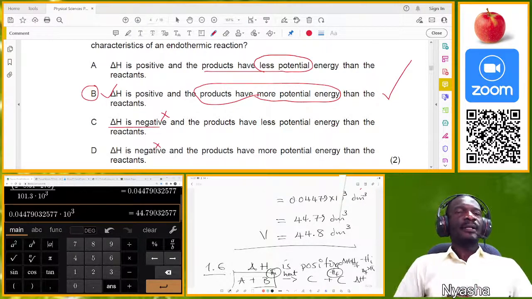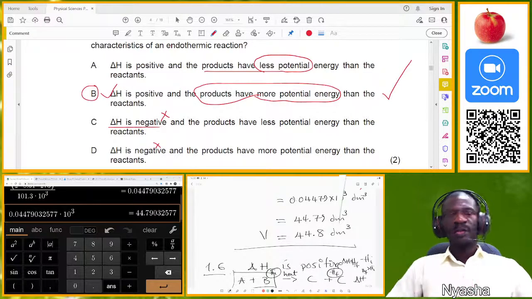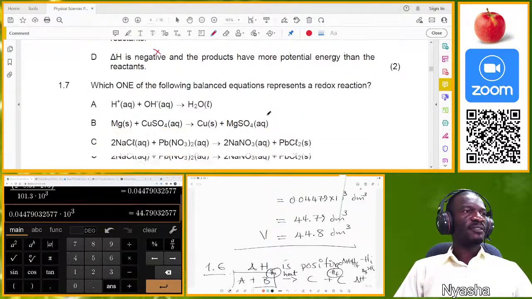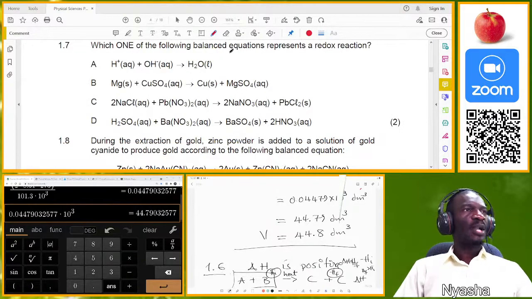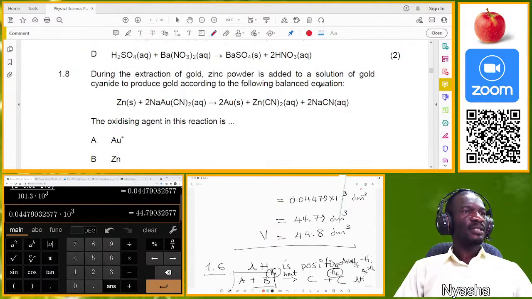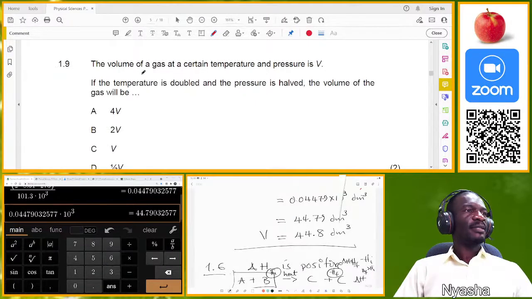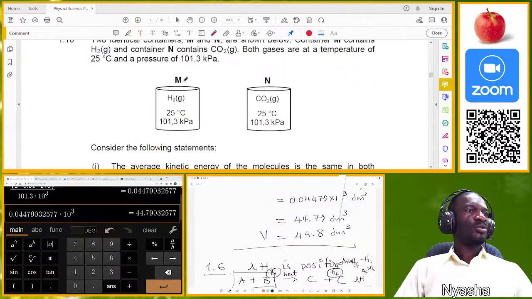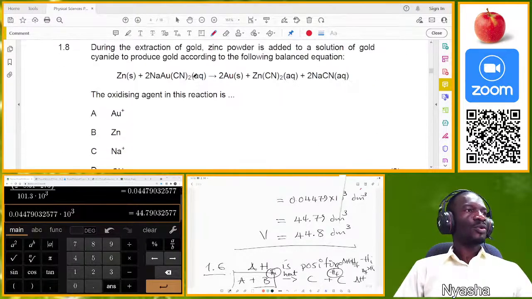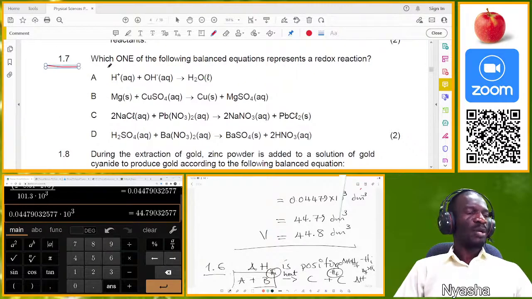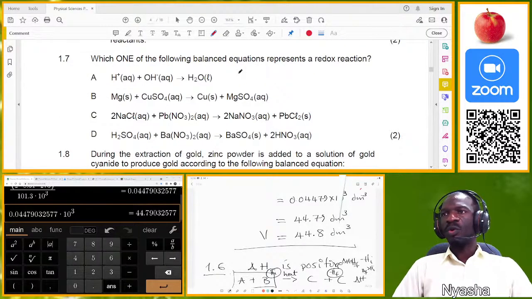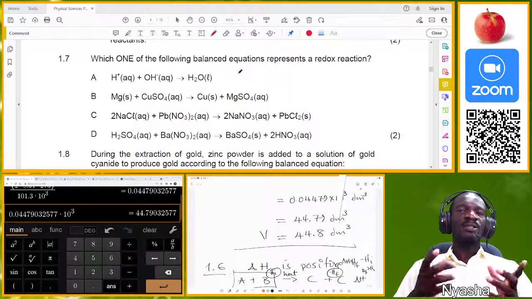So this leads you to work on the next question. I hope to have some answers already from you. Which one of the following balanced reactions is a redox reaction? And then during the extraction of gold, we are looking for the oxidizing agent. And then the volume of the gas is given by that. If the temperature is doubled and the pressure is halved, what do you do there? And then the last one. So you go and work out questions 1.7 to the last, to question 10.